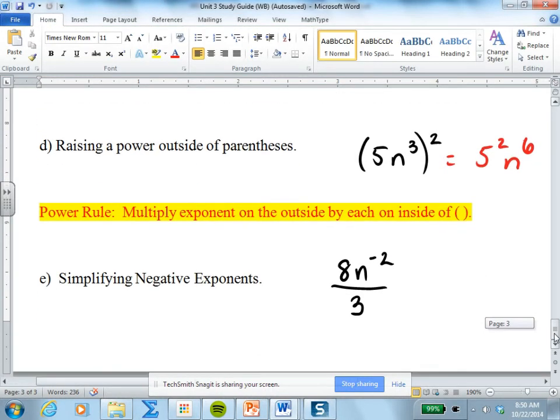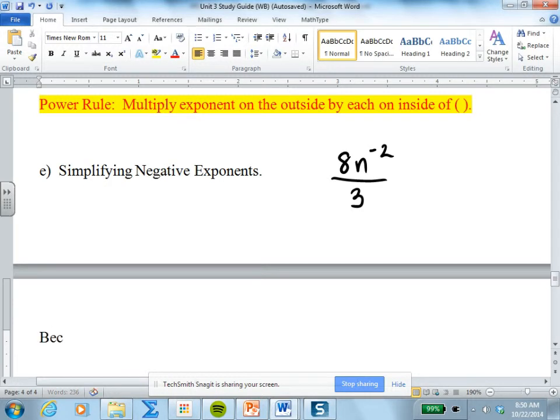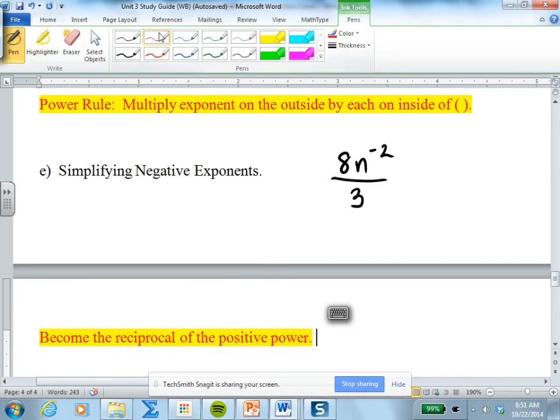Okay. And lastly, simplifying negative exponents. Negative exponents become the reciprocal of the positive power. The trick was, if I had a negative power of n's on the top of my fraction, what do I do to alleviate that situation? I make it its reciprocal, the multiplicative inverse, and the positive power. So basically all you're going to have to do is make that negative exponent happy by putting it on the bottom. In that particular case, it's done.